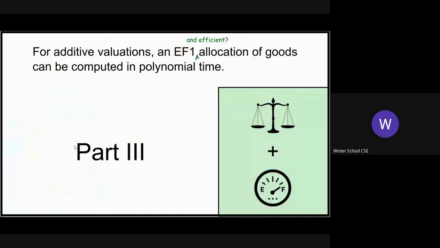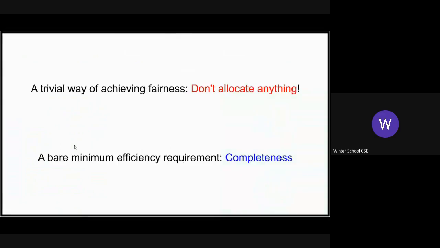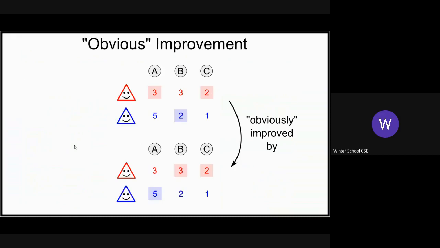Now I want to move to a different generalization of this result, which is including some efficiency properties in addition to EF1. Here's the motivation for this. There is a trivial way of achieving perfect fairness, which is to not allocate anything. Even I can solve the problem that way. So a bare minimum requirement that one could ask for is to allocate all the resources. This is known as completeness. But there are situations where even completeness is not a very satisfying assumption, and those are like this.